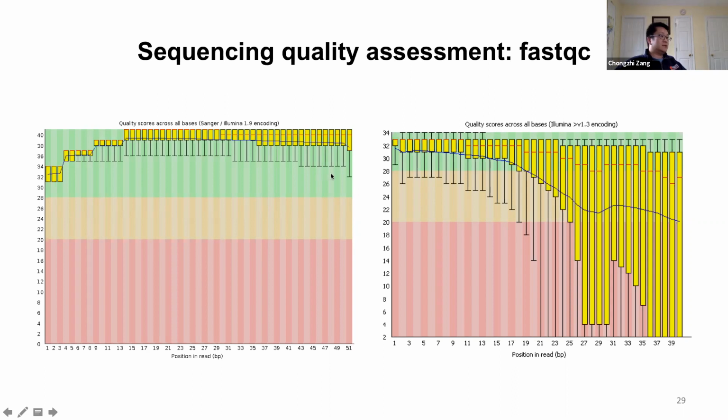We can see in this one, every base pair across the entire sequence has a pretty good quality score. Whereas in this one, only the first few bases have an okay quality score, but then the quality dropped dramatically, especially after 25 base pairs, meaning that perhaps when we read the sequences, everything after the 25th base may not be as trustworthy or as reliable as the reads in the beginning.